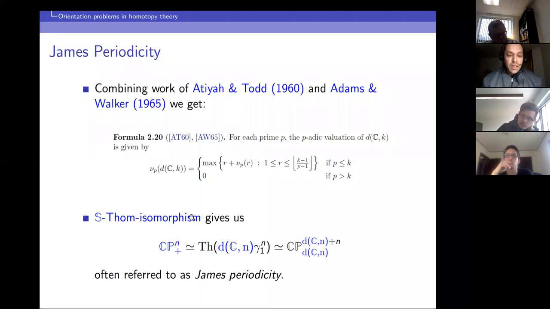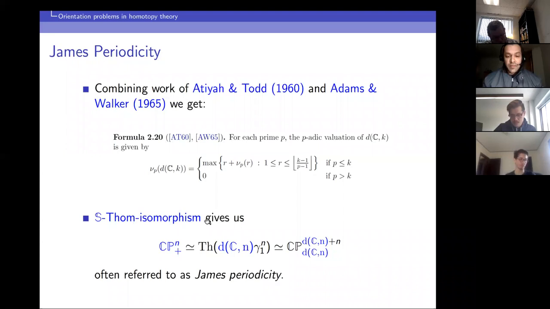So coming back to S orientation of the canonical line bundle, we get a Thom isomorphism, S Thom isomorphism, which is in this case simply a weak equivalence between CPN and stunted projective space, which is given by this formula depending on the number, the Atiyah-Todd number. And this is often referred to as James periodicity.